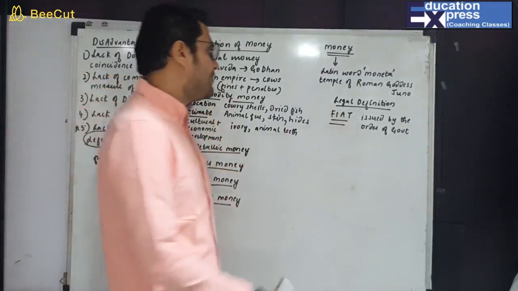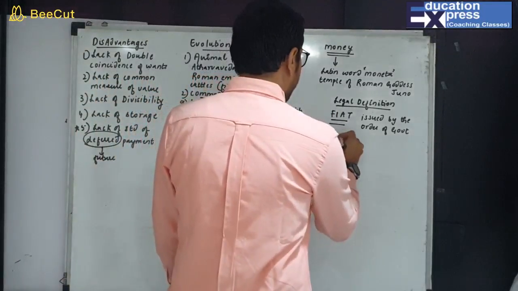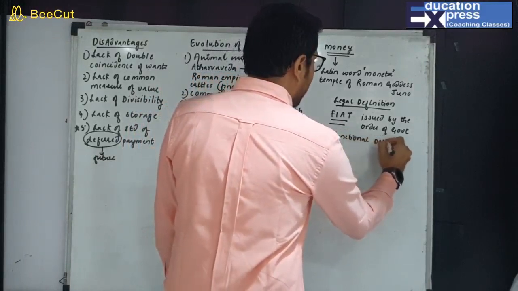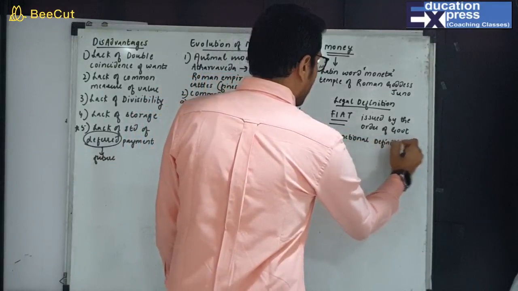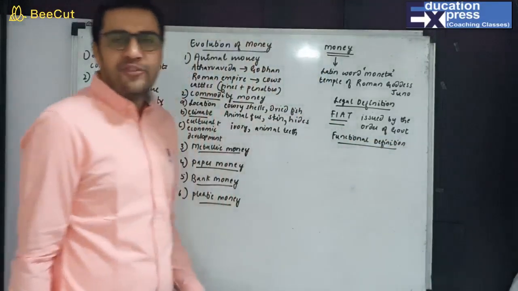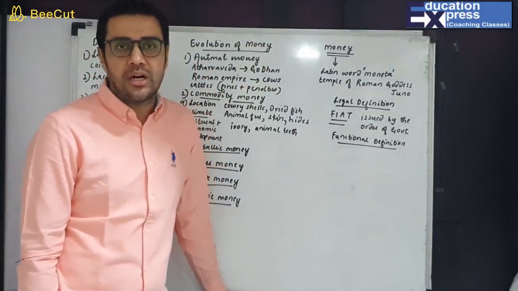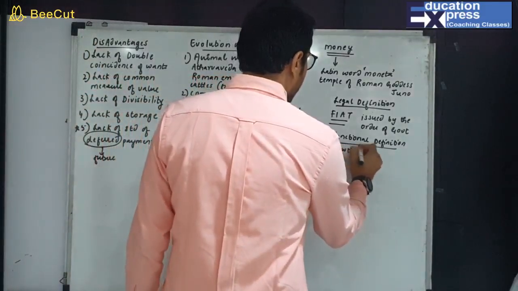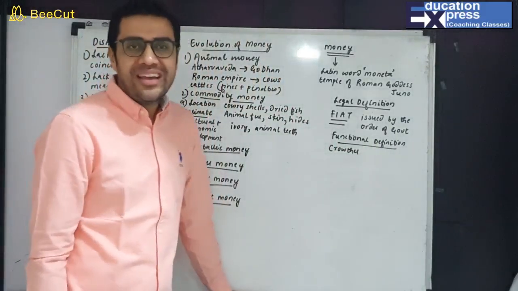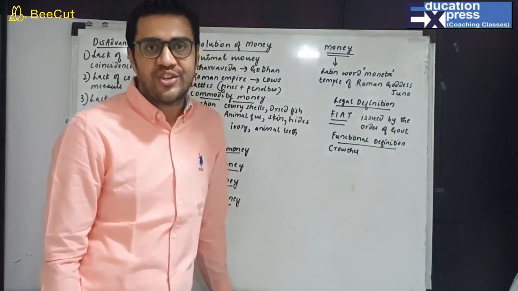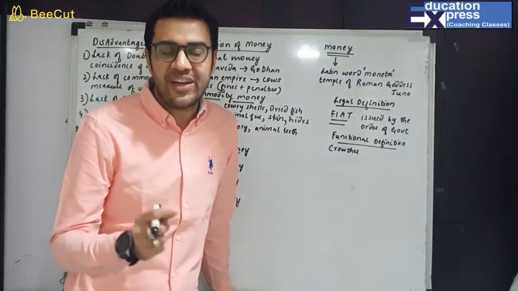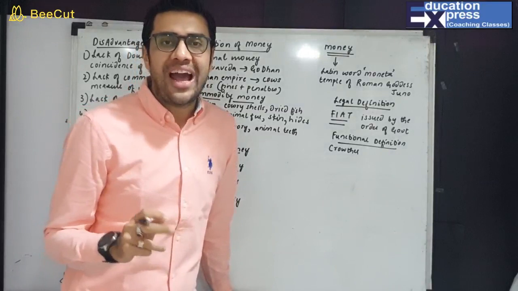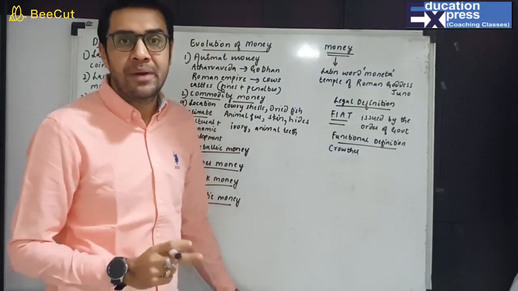Next one we have the functional definition. Give the functional definition of money. The functional definition of money is given by Professor Crowther, C-R-O-U-T-H-E-R. According to him, anything which can be used as a medium of exchange, and along with it has measure of value and store of value, is called money.